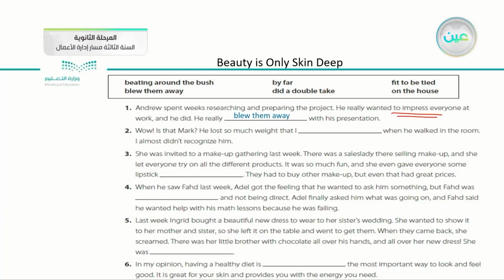Wow, is that Mark? He lost so much weight that when he walked in the room, I almost didn't recognize him. Okay, now we have 2 keywords. The first one is he lost so much weight. What does that mean? That means he looks different. The second one is I almost didn't recognize him. That means I couldn't place his face the first time. So what is the proper answer for this one?